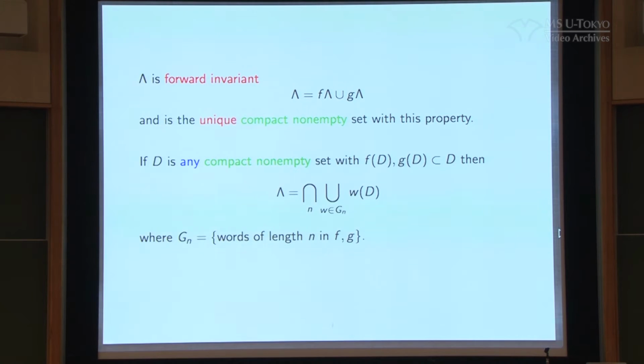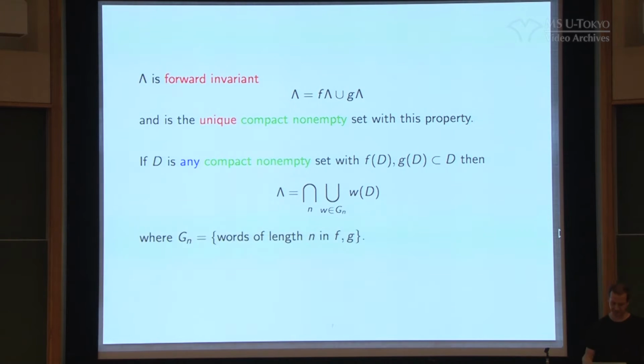And similarly, F squared of D, FG of D, GF of D, G squared of D, the four images under words of length 2, are all contained in D, and they're all contained in the union of the images of D under words of length 1. You can take the union of these. You get a decreasing sequence of nested compact sets. The intersection of all of them is, by construction, forward invariant, compact, and non-empty. So it is, according to the assertion I've made on this slide, equal to the limit set. So it's easy to find the limit set. Just find some set that's big enough to contain its images, and start hitting it with the words and see what you nest down along.